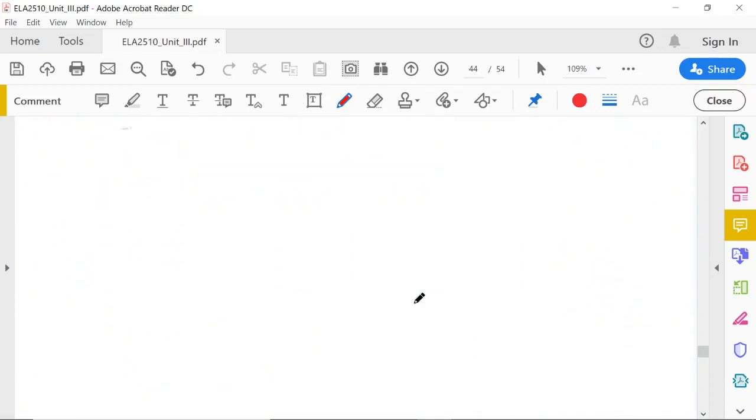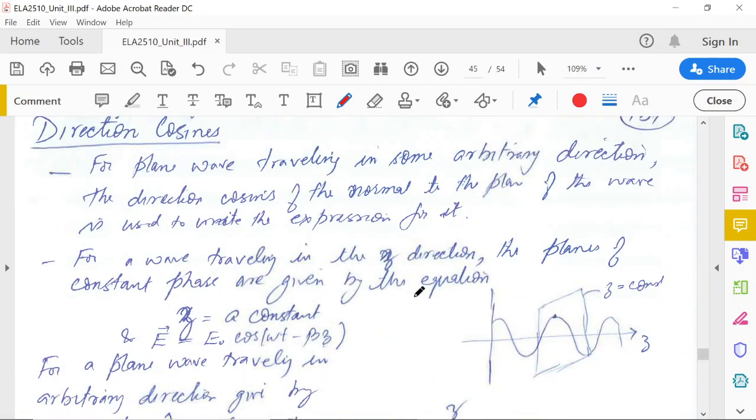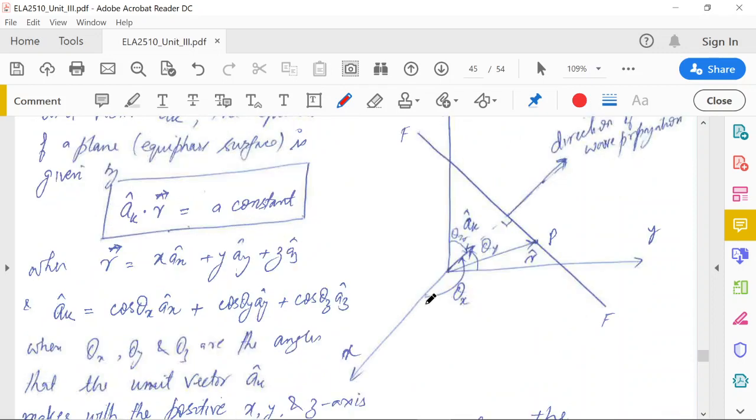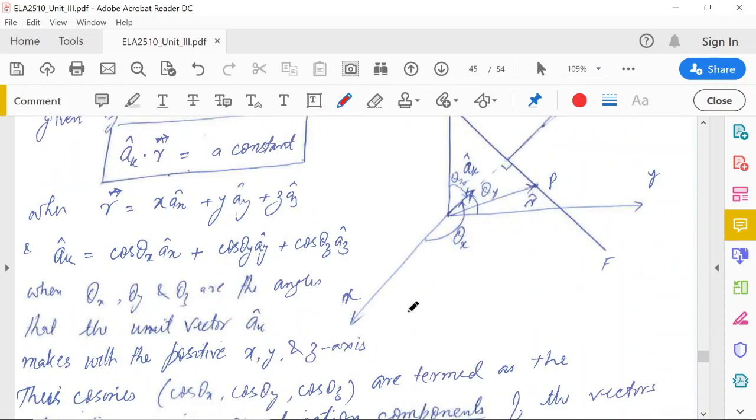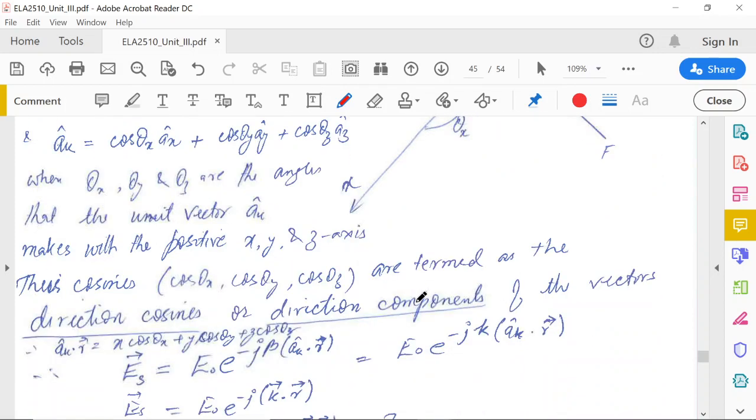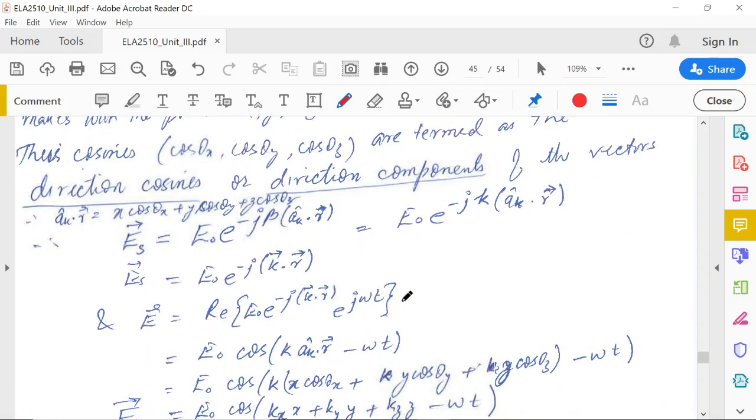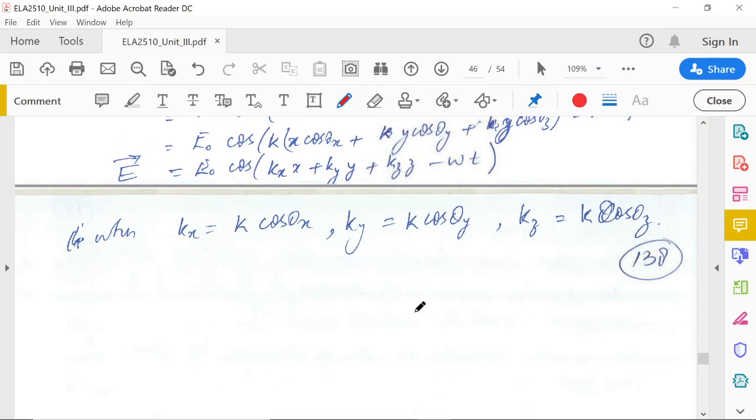Okay, so in the next one we will see reflection and refraction when the waves are incident at an oblique angle to the interface of two mediums. Okay, I stop it here.